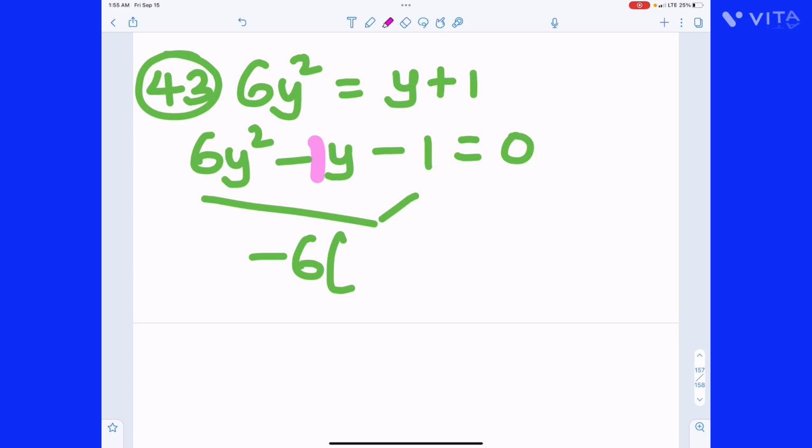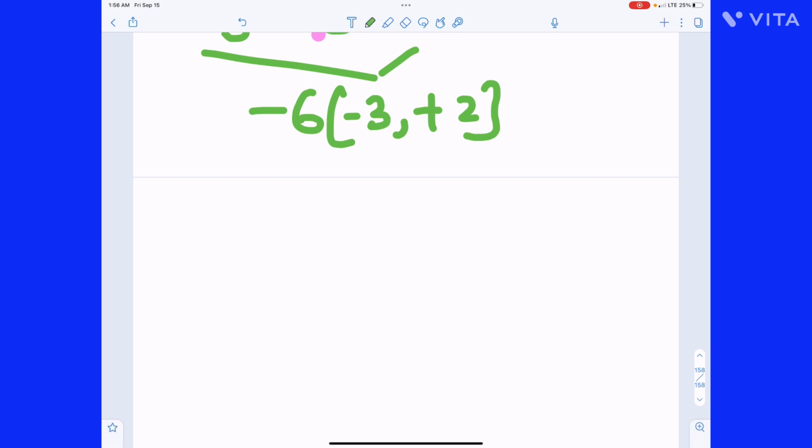What factors of minus 6 add to give minus 1 and multiply to give minus 6? That's minus 3 and plus 2. I'm sure you remember this. We have used this several times.